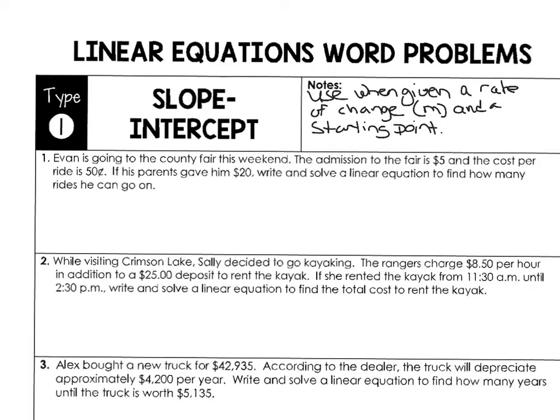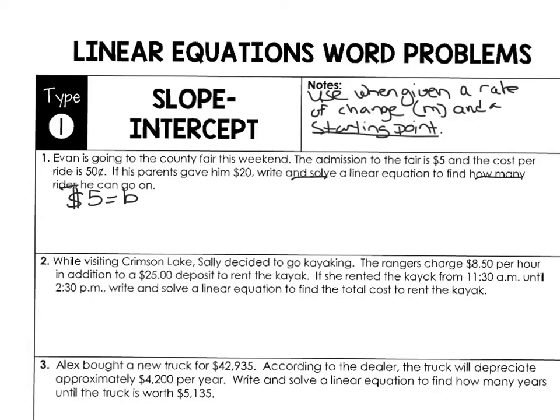All right, so that's going to be your starting point. So we're going to say that this is our B, our y-intercept. And then he has to pay 50 cents per ride. Okay, it says if his parents gave him $20, write and solve a linear equation to find how many rides.